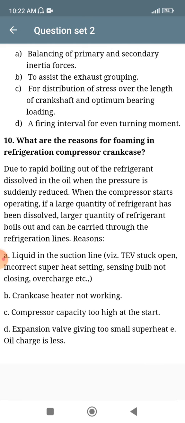The reason for this foaming is liquid in the suction line. This can happen due to the thermostatic expansion valve being stuck open or an incorrect superheat setting, sensing bulb not closing, overcharge, etc. Other reasons are crankcase heater not working, compressor capacity too high at starting, expansion valve giving too small superheat, and oil charge being less.